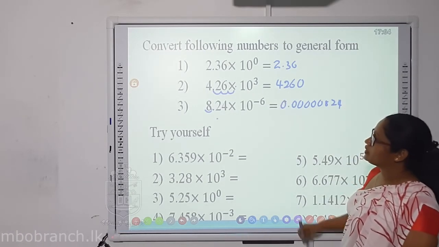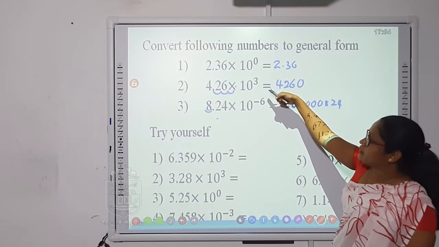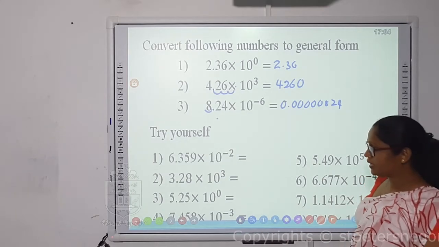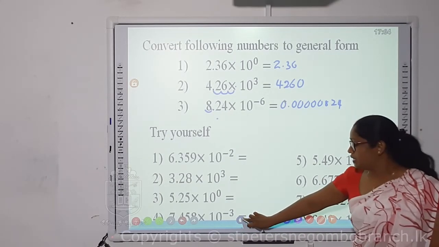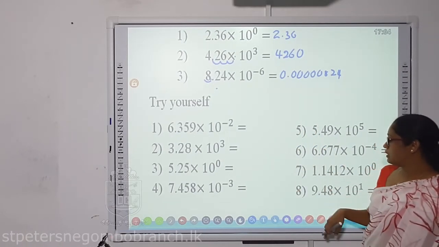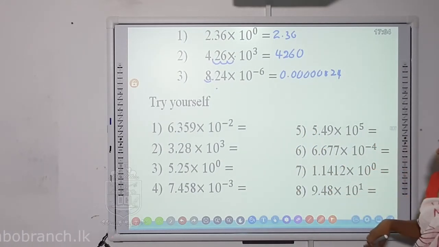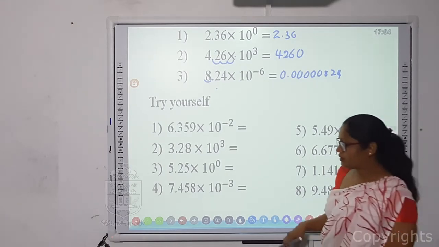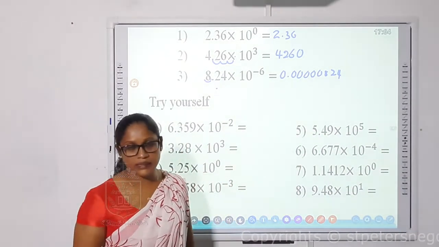Right? Now I just took the 3 questions from 3 categories. I think you can understand. So you try these questions. Right? So there are 8 questions. Try yourself. Right? Okay. So this is what I want to explain in this theory.